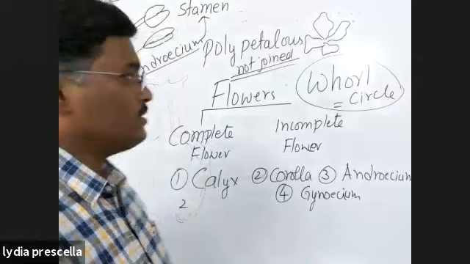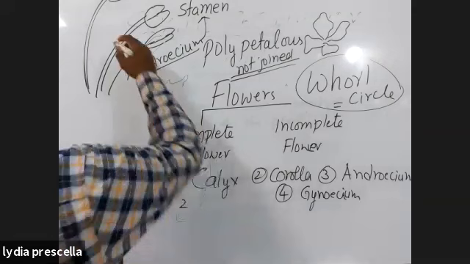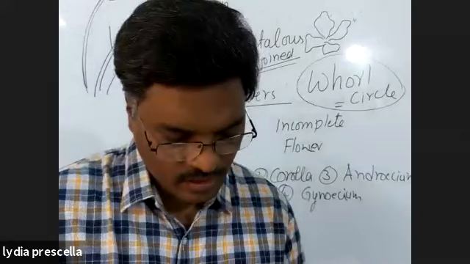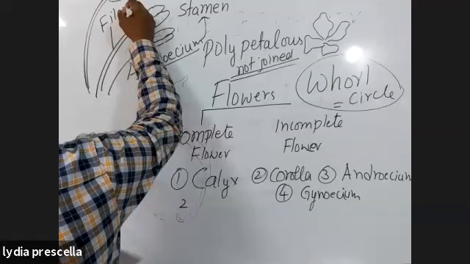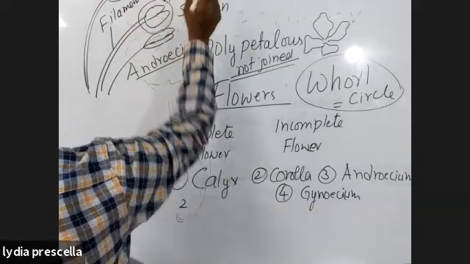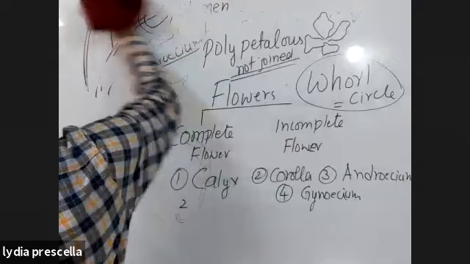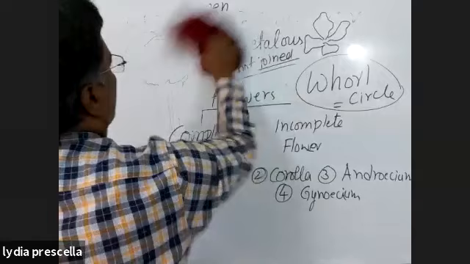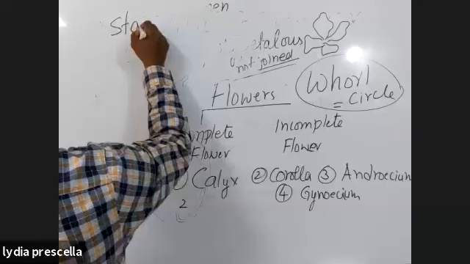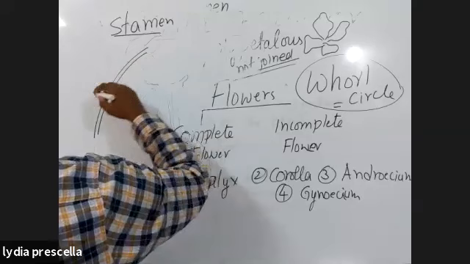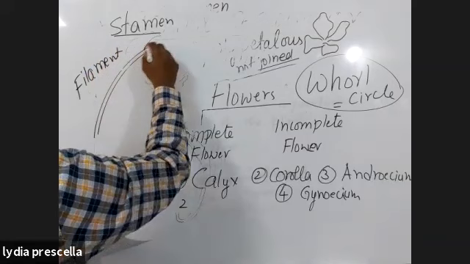Now see, a stamen has two parts. Now, one, this is a long filament. It is a long filament. This is the filament. And a bulb that is called anther. So there are two parts. So when I write a stamen, it is a long filament and a bulb that is called anther.